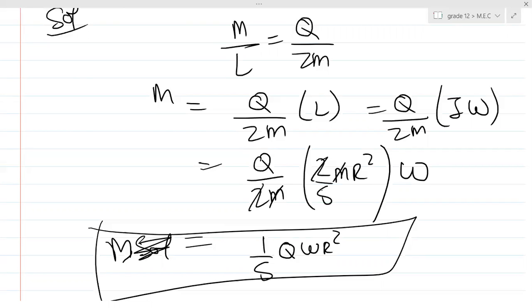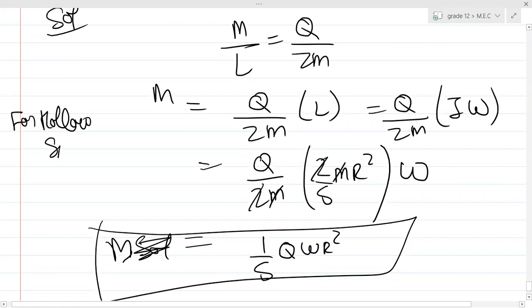Let me see an image. For solid it was 2 by 5 mr square. For hollow, how much was it? As far as I remember, it was 2 by 3. Yes, 2 by 3 guys. For hollow sphere, the moment of inertia is 2 by 3 mr square. Correct.